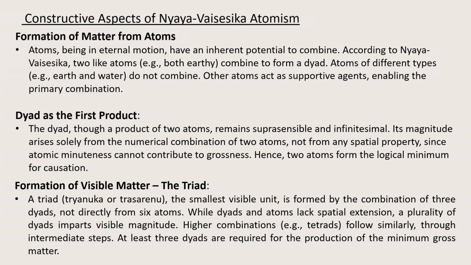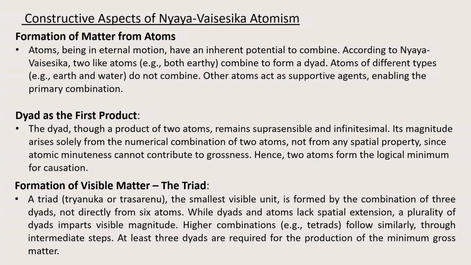We can't see the many tiny organs inside the seed, but that seed is responsible for the growth of a big tree. So everything which is not visible doesn't mean it does not exist, and these tiny things are probably the atoms which combine and form the big shape of any attribute. So we can see another example, the dvayad as the first product.